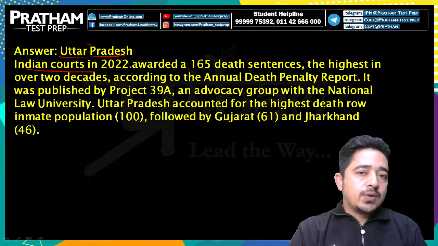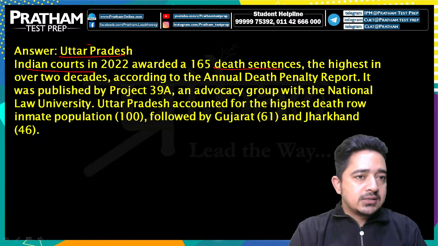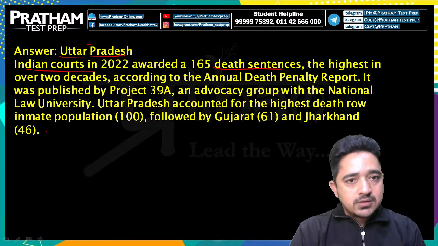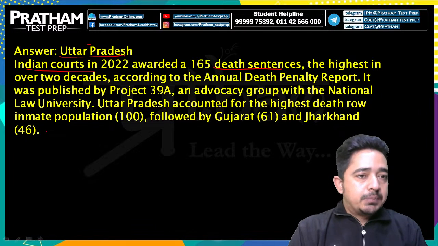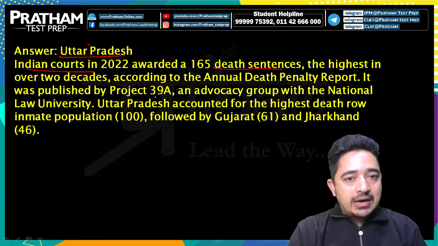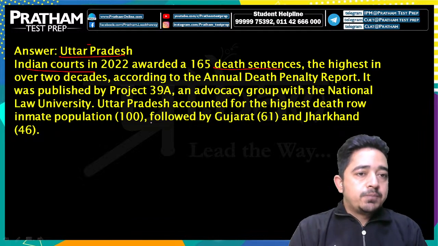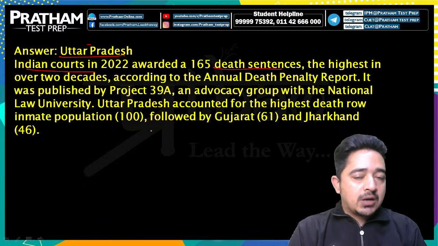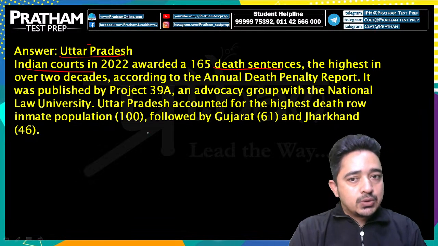So Indian courts in 2022 awarded 165 death sentences, the highest in over 2 decades. And according to the annual death penalty report, published by Project 39A, an advocacy group with the National Law University, Uttar Pradesh accounted for the highest death row inmate population, followed by Gujarat and Jharkhand.